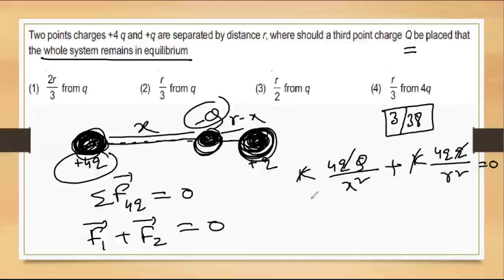Then capital Q is a point charge, so we can replace it by 1? No. If it is a point charge, how can you say the magnitude will be 1? Is it a unit charge? No. It is a point charge but not a unit charge. Okay, sir. Then 4 can be cancelled.